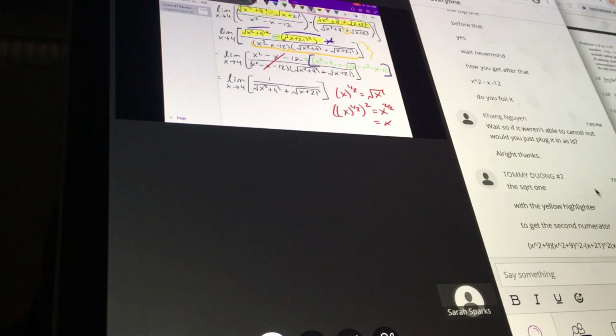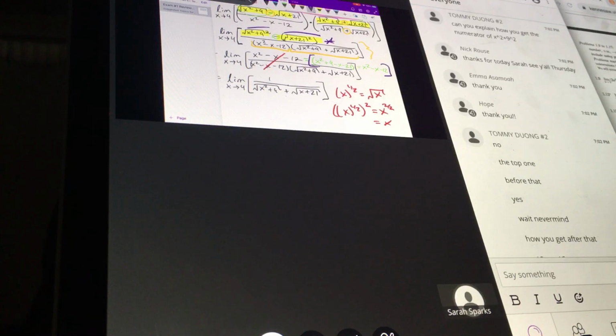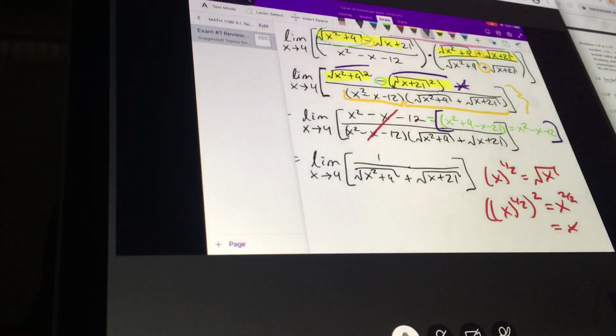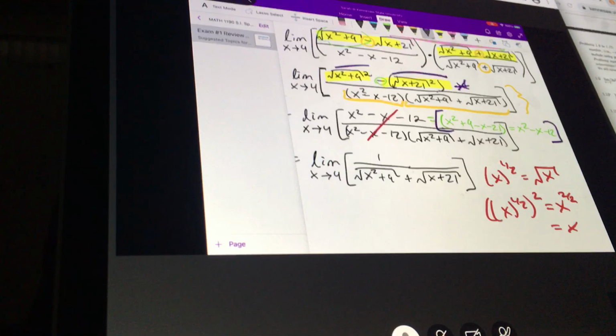Tommy, I think you're x squared plus 9 x squared times. Why do you have? I'm confused about how you got that. Like, I know where your x squared plus 9 came from and the x plus 21, but I don't know why you have so many multiplied together.